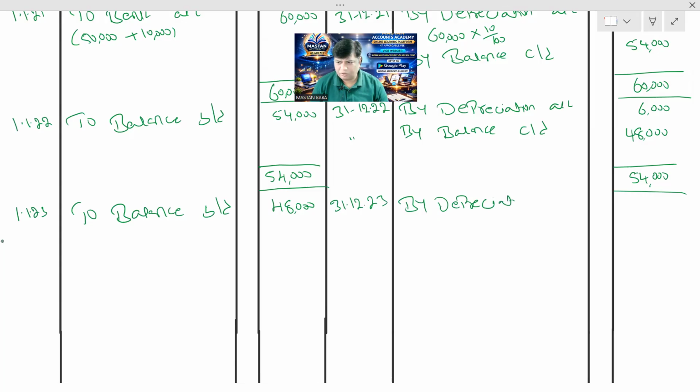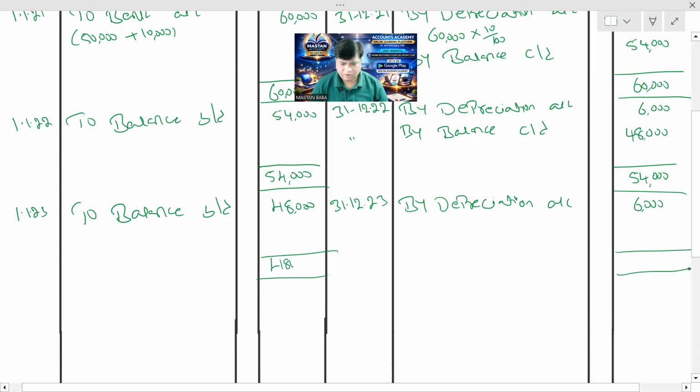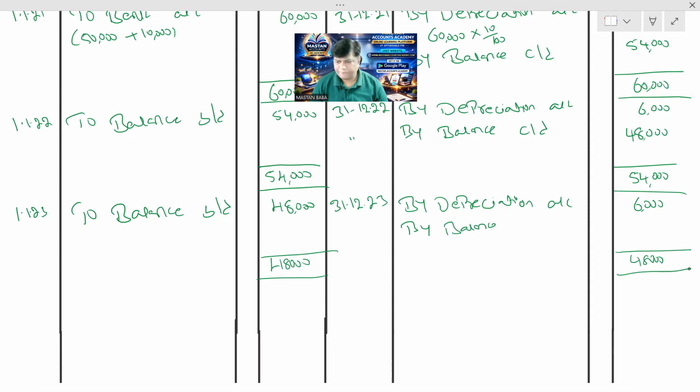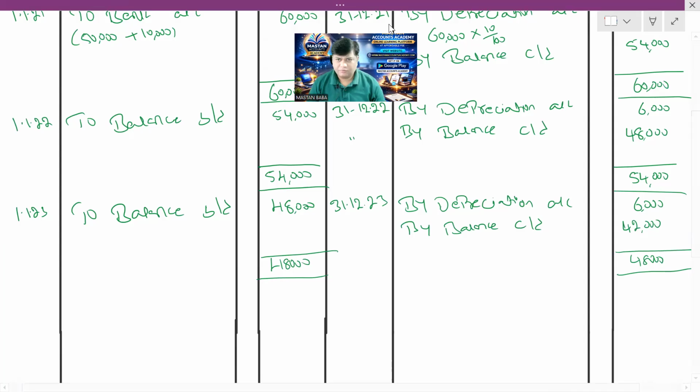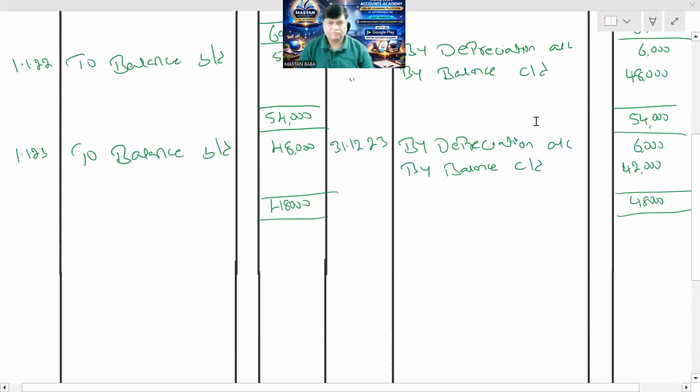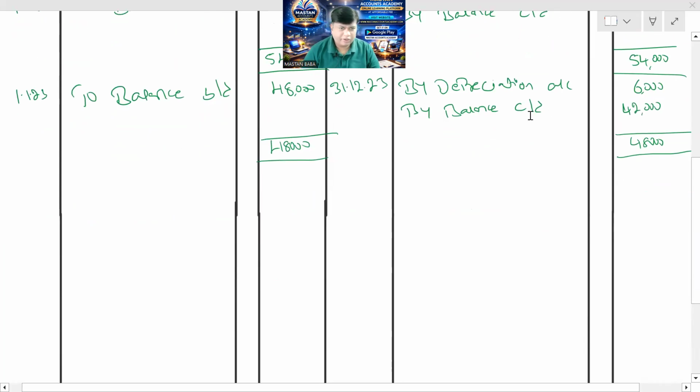By depreciation account, that is 6,000 rupees. And now balance it. 48,000, here also 48,000, by balance carried down. 48,000 minus 6,000 is 42,000. And here, 1/1/2024. That's very important.